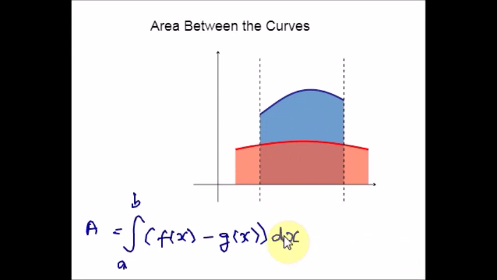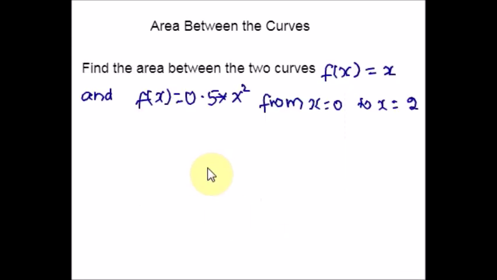Let us start with an example. Here is the first example. We are supposed to find the area between the two curves x and 0.5 x square, over the interval from x is equal to 0 to x is equal to 2. There are two curves actually, y is equal to x and y is equal to 0.5 x square.